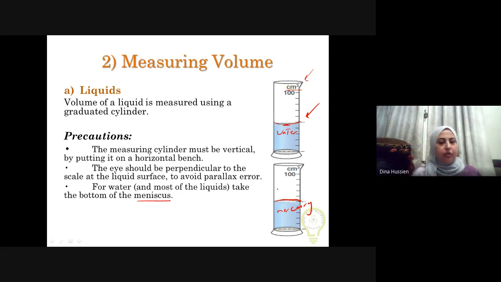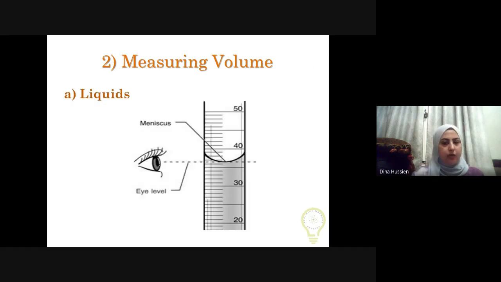What about if it was mercury? If it was mercury, we take it at the top of the meniscus. We take the reading from the top point. If we take a look at this example, as I mentioned, your eye should be at a horizontal level, perpendicular to the scale of the graduated cylinder. It must be perpendicular, without any inclination, not from the side, from above, or from below.